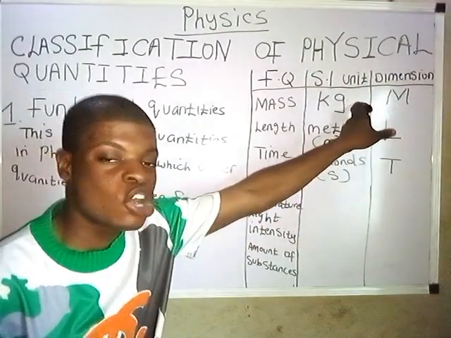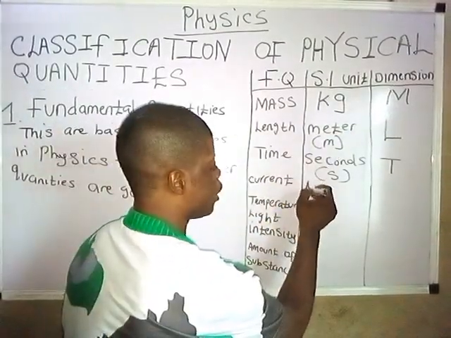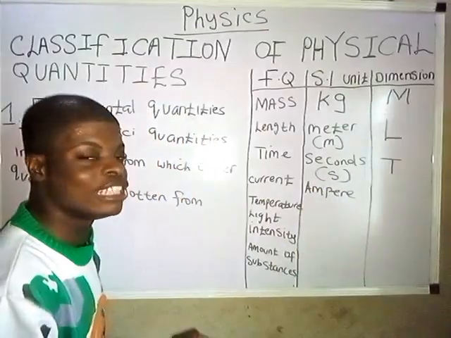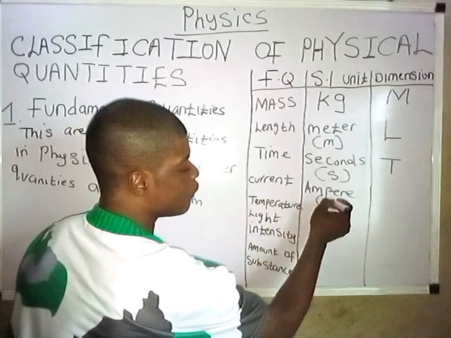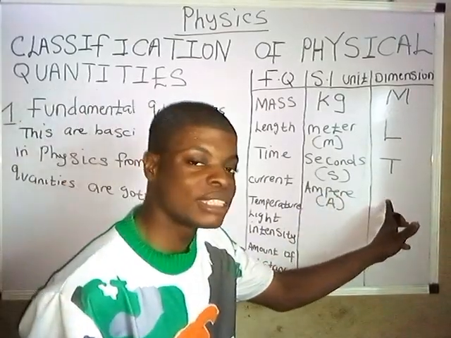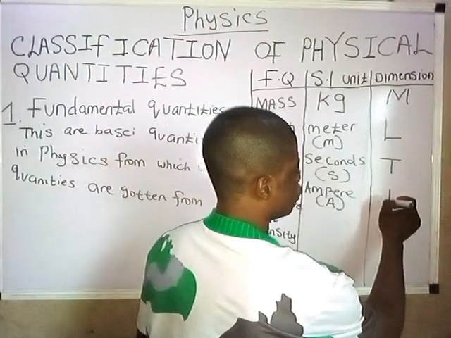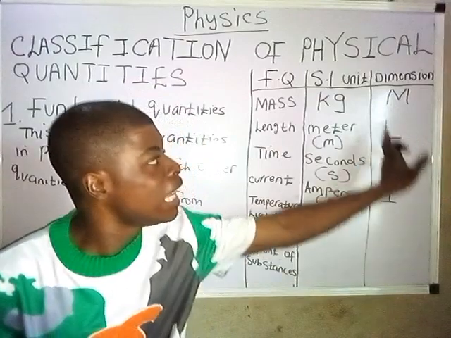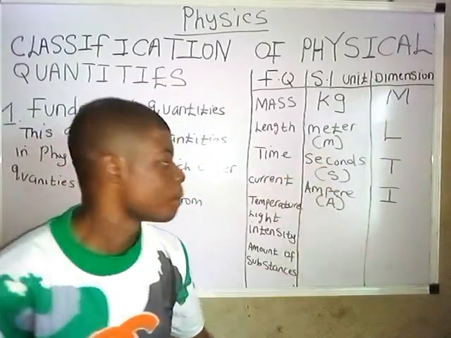Then we have current. The SI unit for current is ampere. That must be noted. Then to abbreviate it, we use letter A to represent it. The dimension for current is I. The SI unit is ampere.